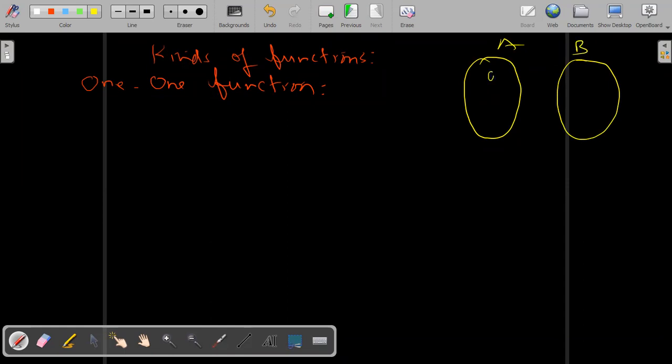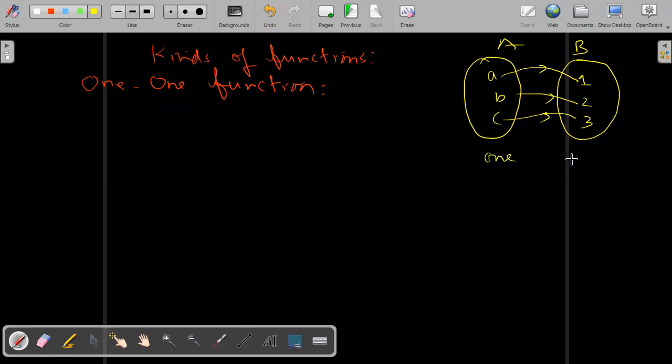Before that we have seen that an element of A will have one image only, another element will have another image. They can have the same image in a function. C will have another image, 3. So one element has one image. That's why it is called one-one. So one-one function is a function.